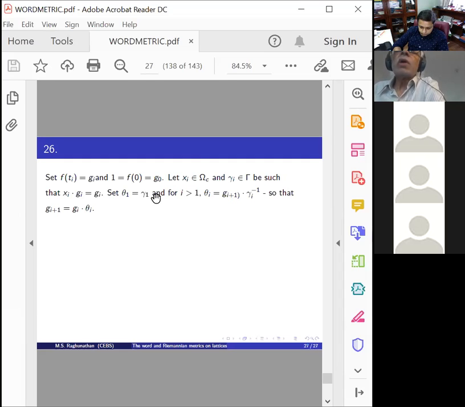Write θ_1 equal to γ_1, and for i greater than 1, θ_i to be equal to γ_{i+1} γ_i inverse, so that g_{i+1} becomes g_i θ_i. This definition of θ_i is made so that this is true: g_{i+1} equals g_i θ_i.